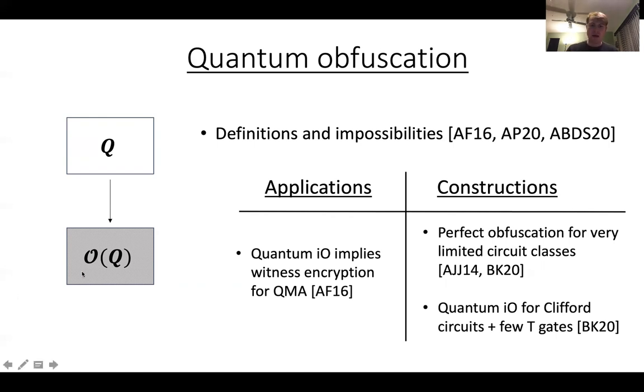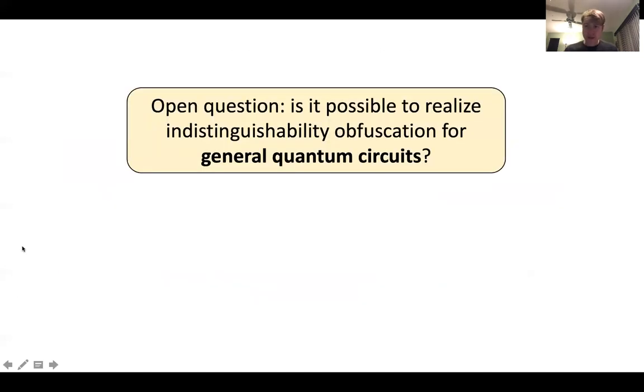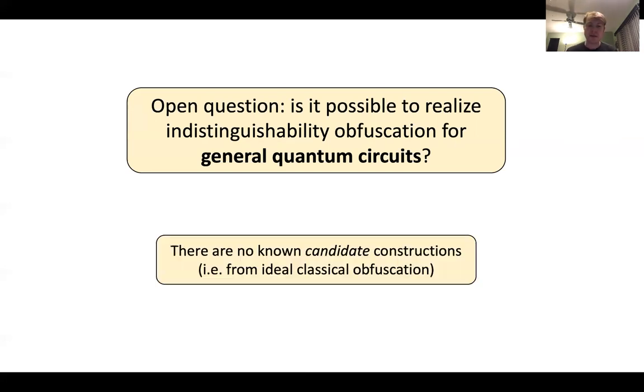In fact, it's still open whether it's even possible to realize indistinguishability obfuscation for all efficient quantum circuits, for general quantum circuits. This is a question that was addressed in the classical setting around a decade ago in those first works that showed candidate constructions for classical obfuscation. This is still completely open in the quantum setting. In particular, we don't even have any candidate or heuristic constructions. We don't even know if we can obfuscate quantum circuits using ideal classical obfuscation, for example.